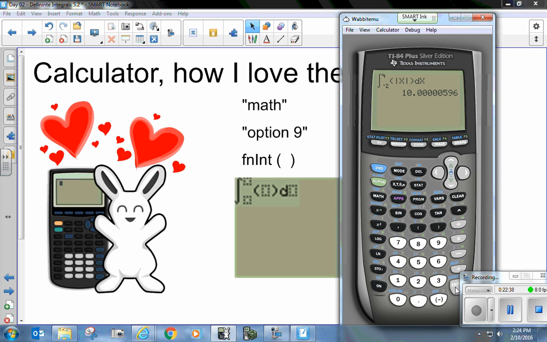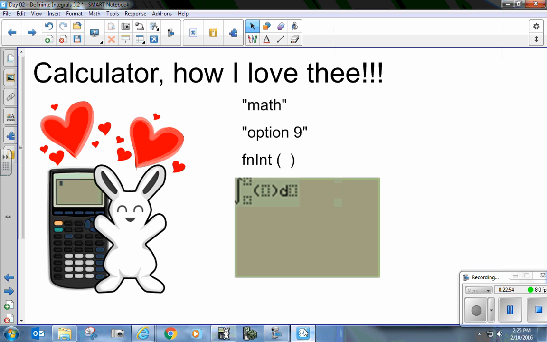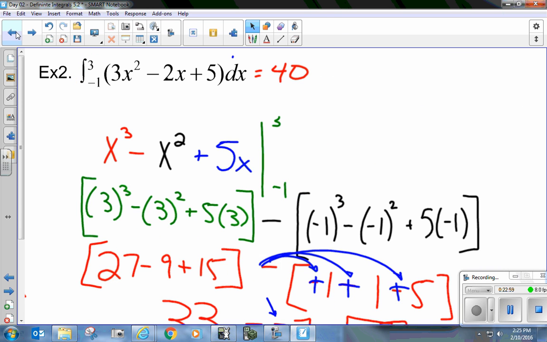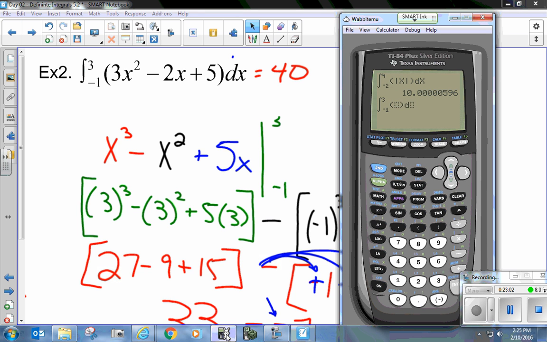So let's do another one. Let's do that one, 3x squared. If I go to math and go to option 9, what was that from? Negative 1 to 3? Okay? And what we're doing is this one right here. We do trig as well. That is 3x squared minus 2x plus 5 dx, right? What was our answer? 40. There we go.